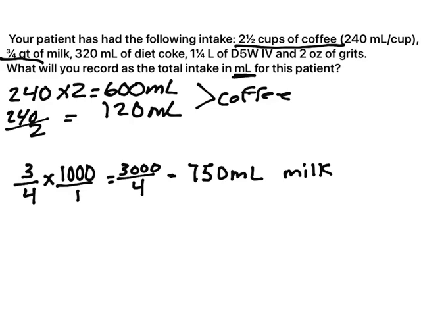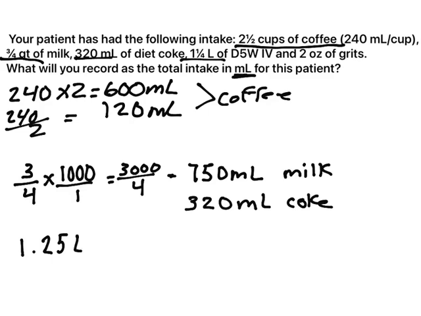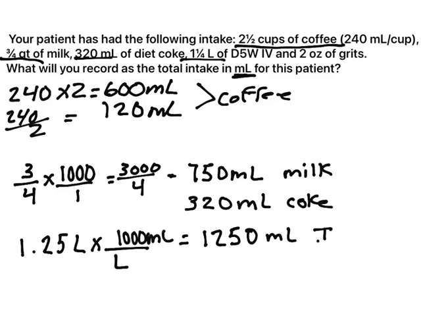Okay, so we got our milk. Next we got our Diet Coke. Perfect, our Diet Coke is already in mLs, so we don't have to do anything but write that down. And that's our Coke. Next we have our 1 1/4 liters. So let's write down our 1, and we know that 1/4 is what? 25. All right, so it's in liters, but we got to get to mLs. We know that 1 liter is equal to 1,000 mLs. So that's going to give us 1,250 mLs, and that's going to be our IV.